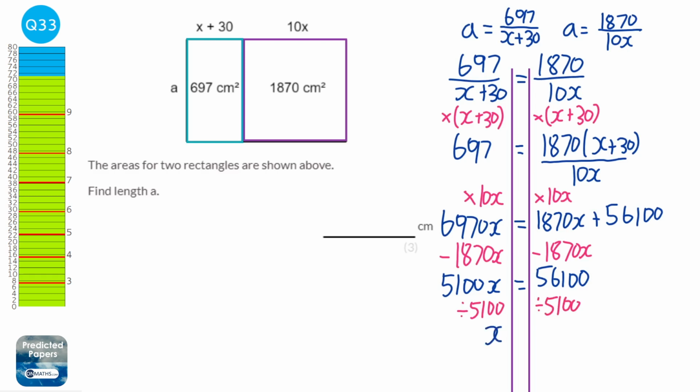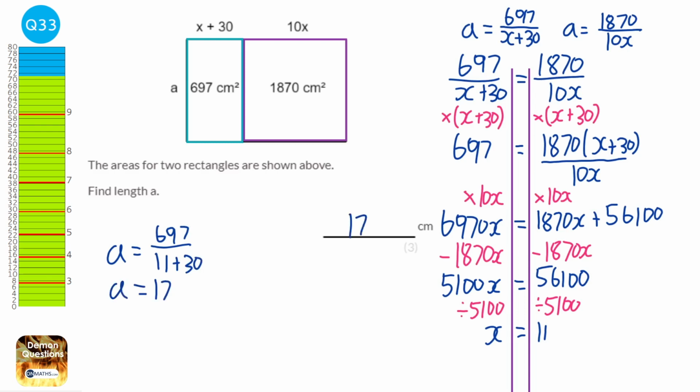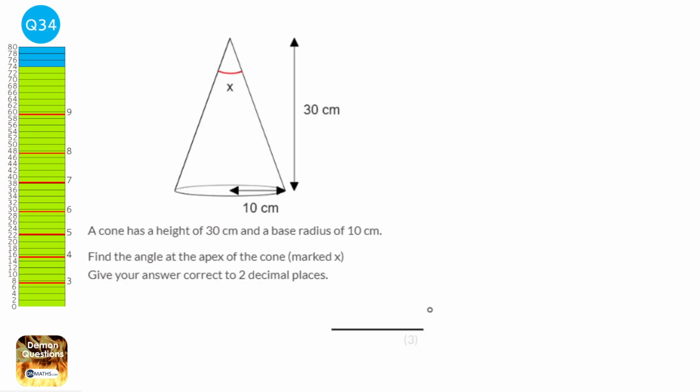And so we've got x equals 11. So now we know x is 11, we can pick one of the equations that we had at the start, and I'm just going to pick the first one, and we can just feed in the value of x. So a equals 697 over, instead of x, it's going to be 11 plus 30. And when you do that, you get the answer of 17. So a is 17.